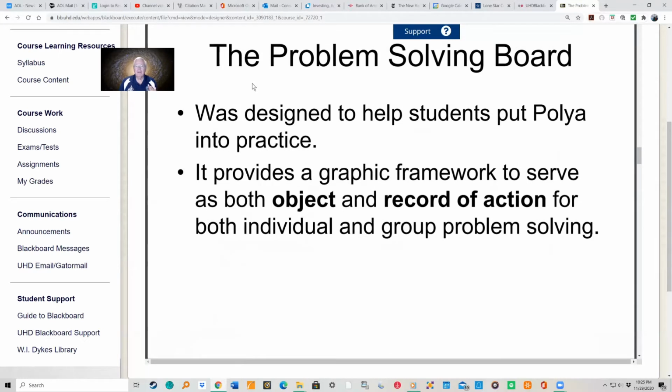So with this as a background, the problem solving board, as it was designed, we really did try to put Polya into practice. That was one of the design criteria when this was developed. And I set it up in such a way that it provides a graphic framework, because knowing what we know about fractions, for example, if we can have something that is both object and record of action, it turns out to be extremely powerful. So that was one of the pieces I wanted to be in place here, that this was both object and record of action.